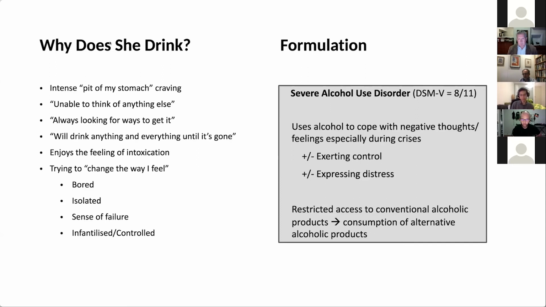So by way of a simple formulation, she meets the criteria for a severe alcohol use disorder. And like many, uses alcohol to cope with negative thoughts and feelings. She may also be trying to exert some control in an otherwise very controlled environment, and also trying to express some distress, possibly because she lacks other more appropriate ways of doing that. Specifically, why is she drinking hand sanitizer? Well, we think it's probably as simple as the fact that she didn't have access to standard conventional alcohol and she was using the next best thing.